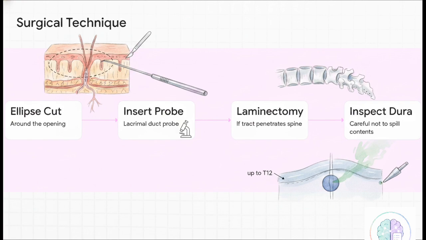Now, if the tract penetrates the spine, you've got to perform a laminectomy, which sometimes means extending all the way up to T12, just to follow it to its absolute full extent. Finally, if the tract actually enters the dura, it almost always does so right in the midline. You have to open and inspect the dura with extreme painstaking care to guarantee you don't spill any of those toxic cyst contents into the subdural space.